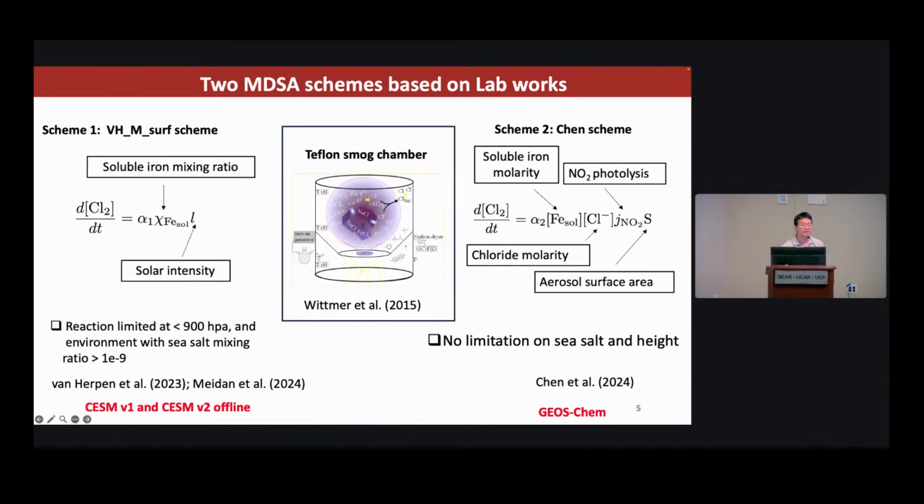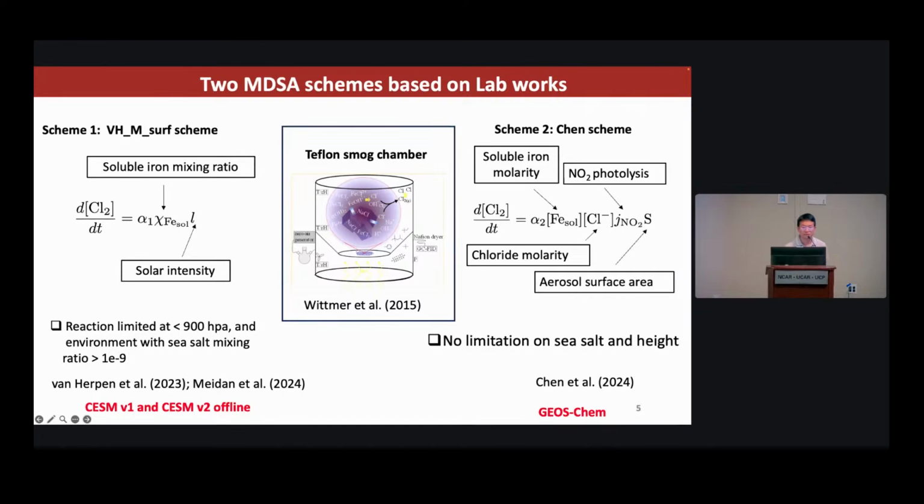So here are the details of the two mineral dust sea salt chlorination representations we improved in the model. The first one was came up by Van Hebben and was first applied to Maiden in 2022-24. So the scheme was based on trying to parameterize the chlorine production rates based on the soluble iron mixing ratio and the solar intensity. The reaction was limited to surface layer and also in the environment with sea salt mixing ratio larger than 1 ppb.